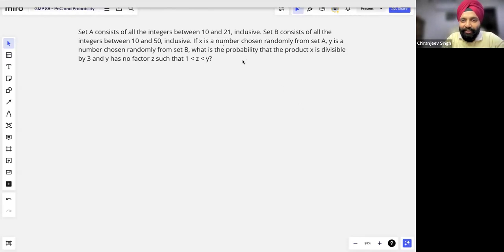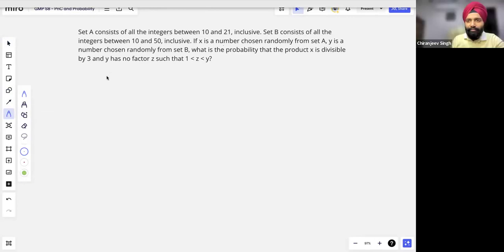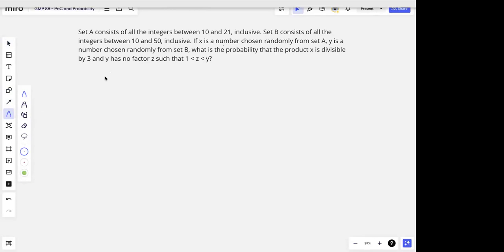Okay, so let's start with Abhishek. Would you like to share how you went about it? Yes, sir. So X should be divisible by 3. That's the only requirement, and Y could be anything. We have to choose randomly from set A and, sorry, I think I went too quickly from the question. I didn't read it properly. Okay, no problem.